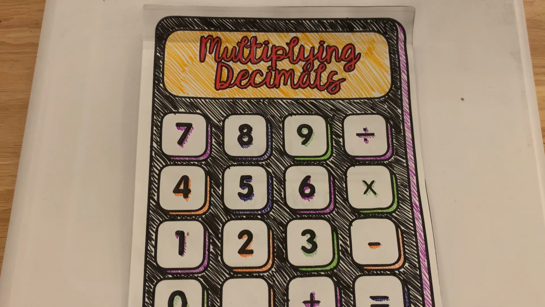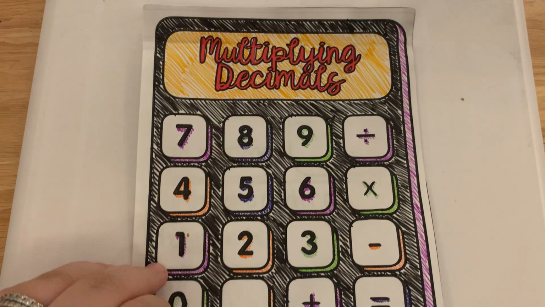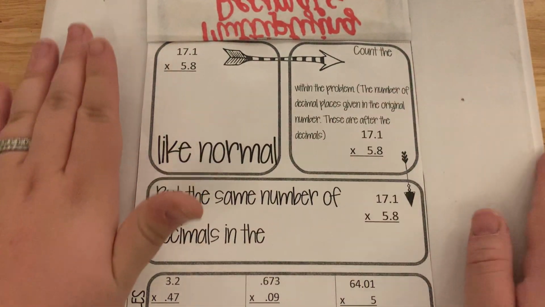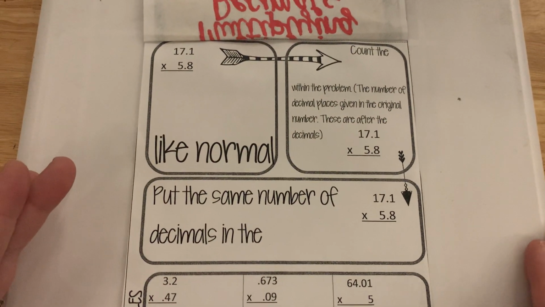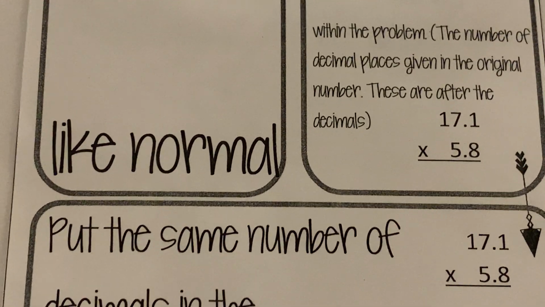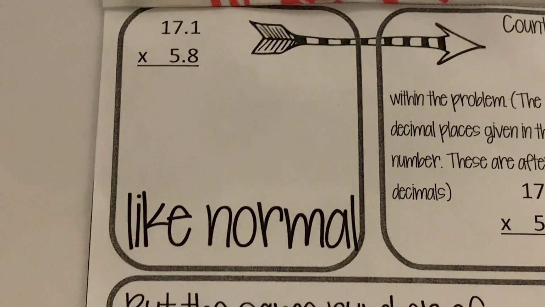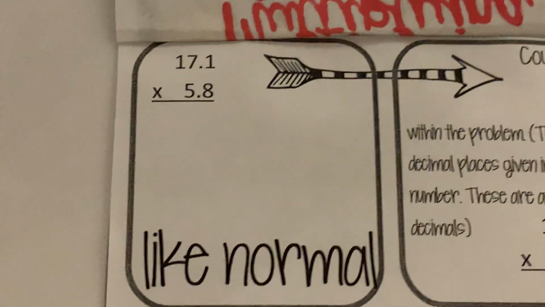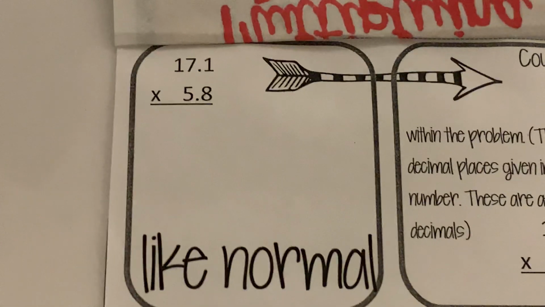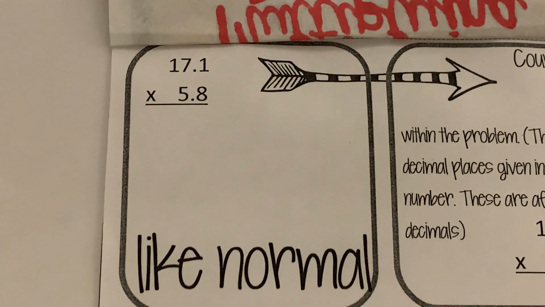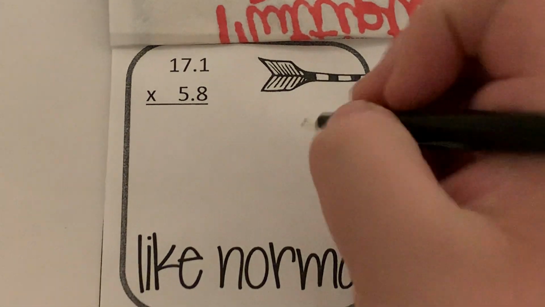Okay, we're going to talk about multiplying decimals. What happens when we multiply decimals? Okay, so you should have this notes page. Step 1 is going to be multiply like normal. You multiply like normal.